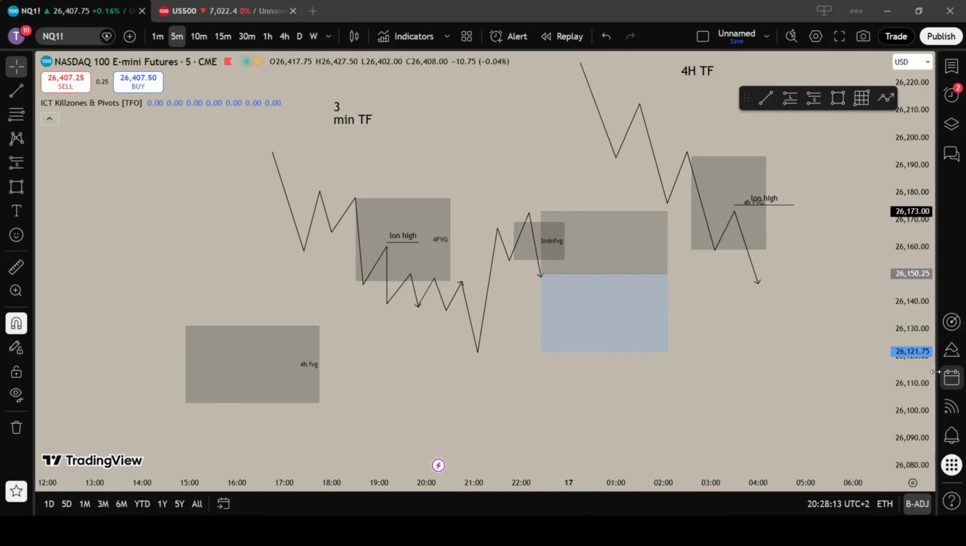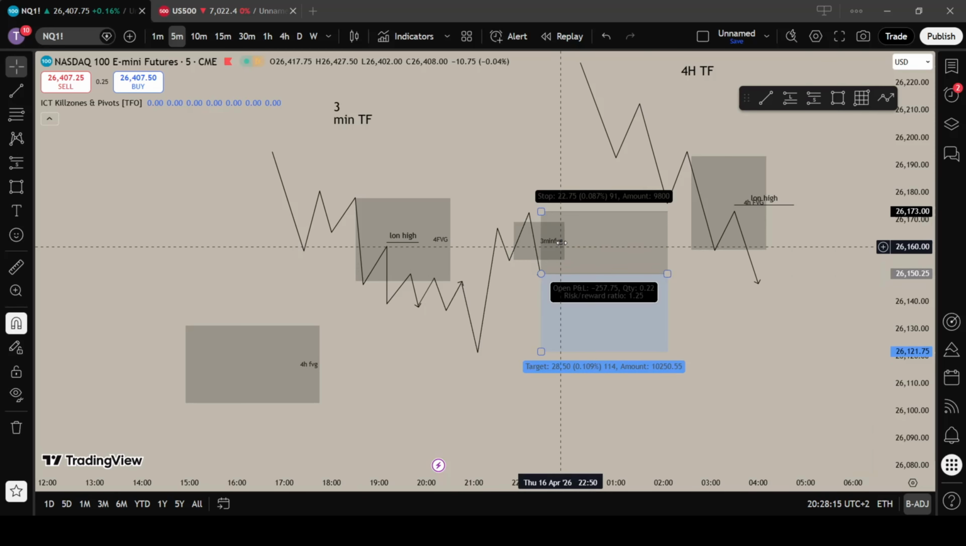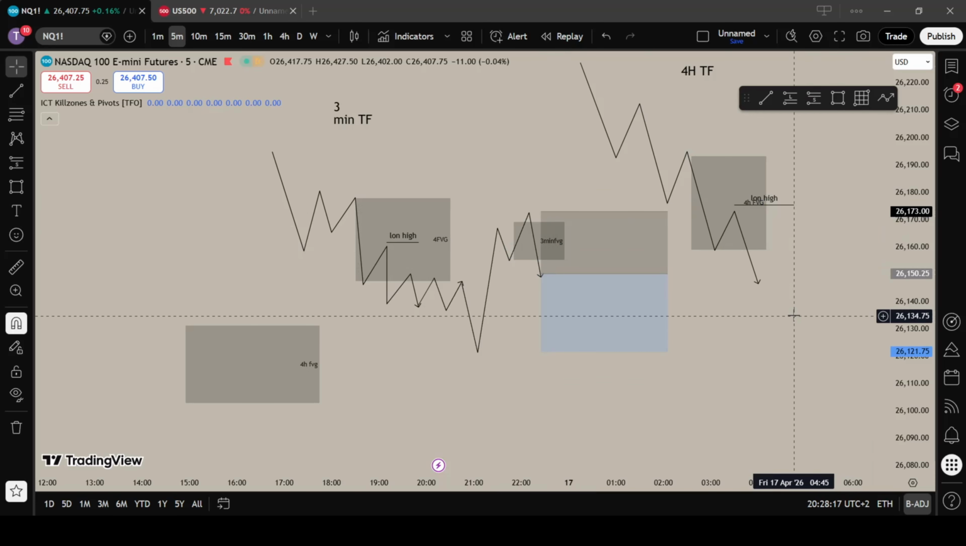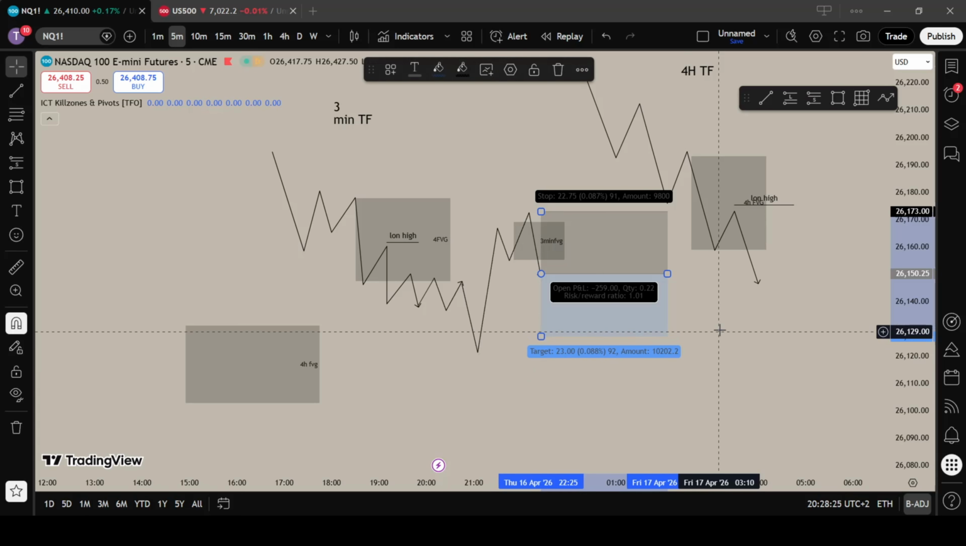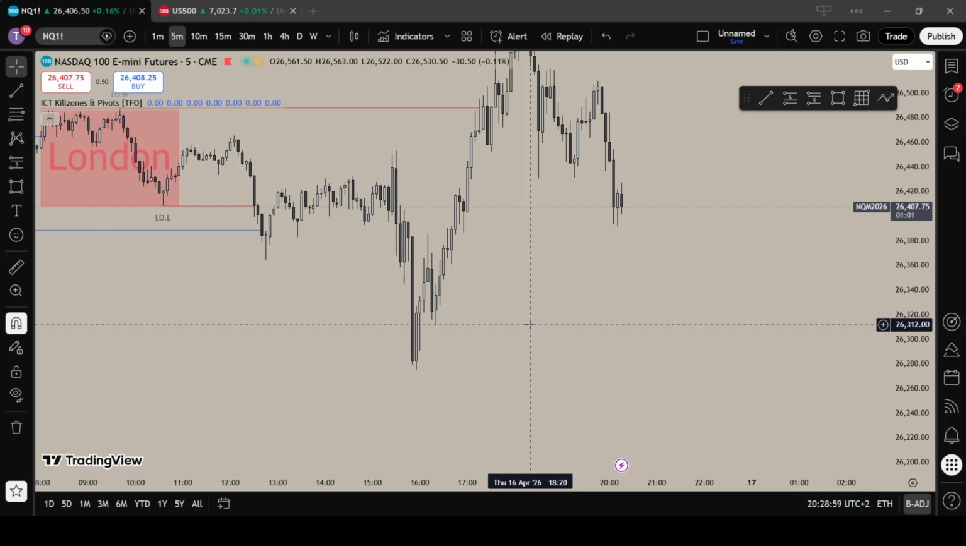simply enter again here. The stops will be above the gap, above the candle that inversed the gap, and just simply targeting the liquidity resting below us, or a simple 1-to-1. And that's the basic model trade with inversions.